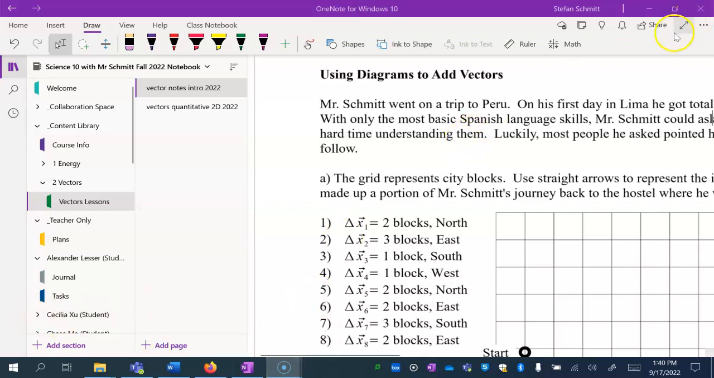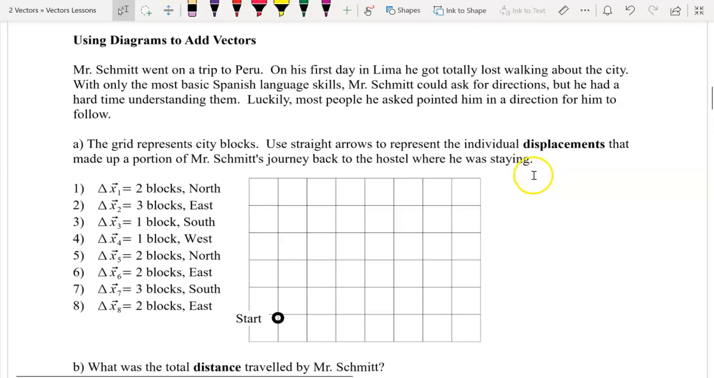Let's learn to use diagrams to add vectors together.